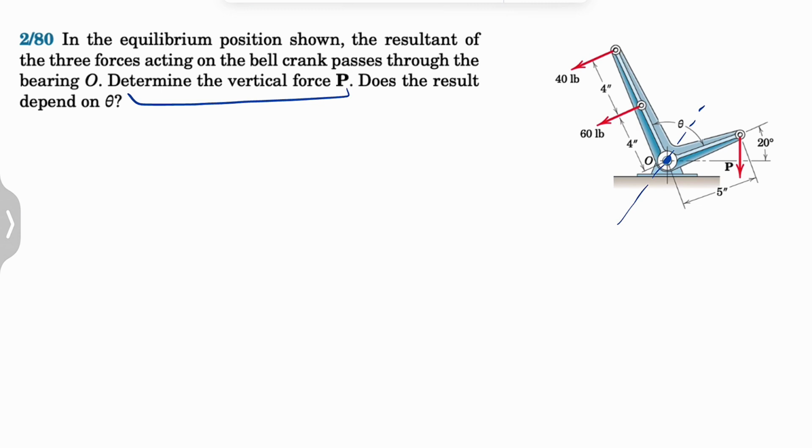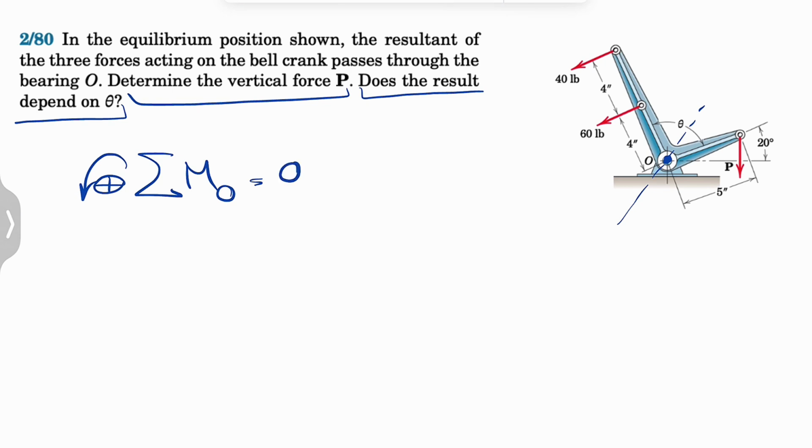In the second part, the question is asking us, does the result depend on the angle theta, which is what we have in here. When the line of action of these three forces passes through O, these three forces can be replaced by the resultant force. And if that resultant passes through O, it won't make any moment about point O. So basically, the sum of all moments about point O is going to be 0, because there is no distance vector: r cross F, where r is 0, there won't be any moment. So this will be 0.